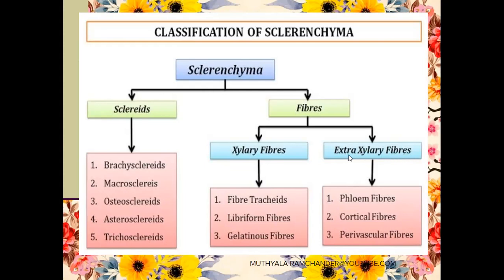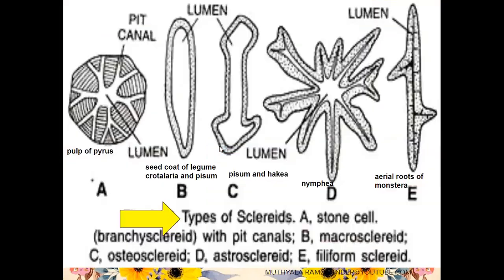Extraxylary fibers present in the phloem are called phloem fibers. Extraxylary fibers present in the cortex are called cortical fibers. Extraxylary fibers present in the perivascular region, like in the pericycle, are called perivascular fibers. This is the classification of sclerenchyma tissue.